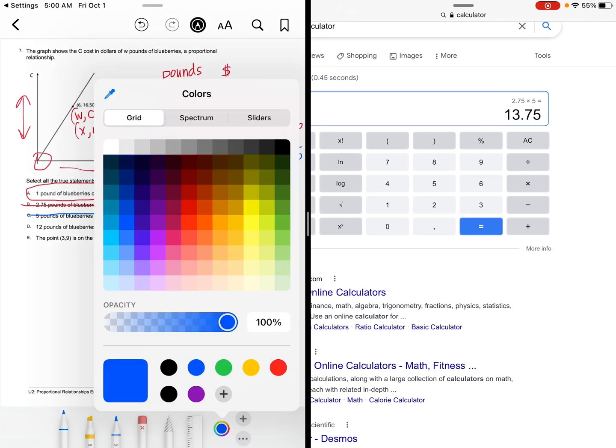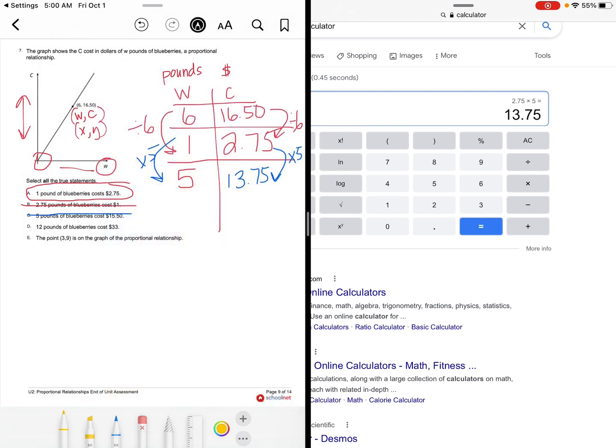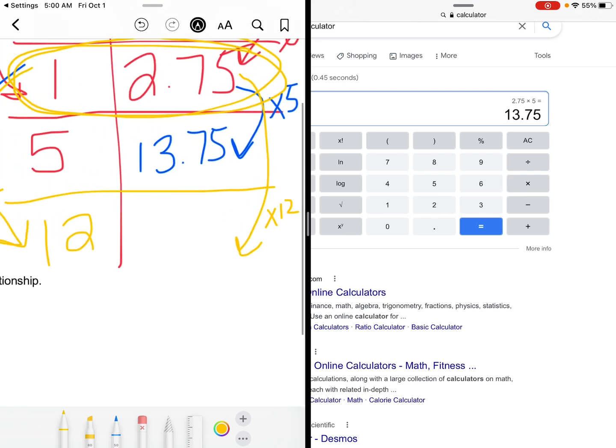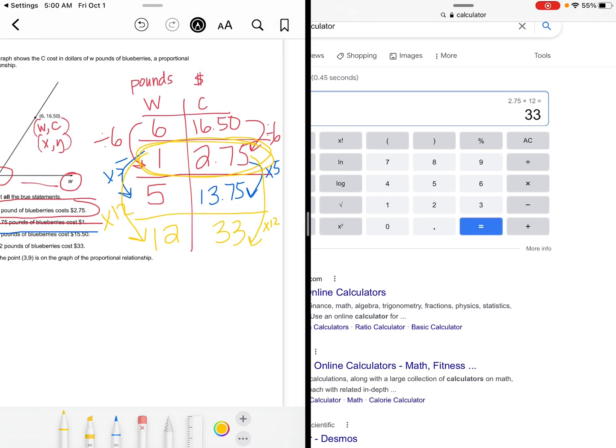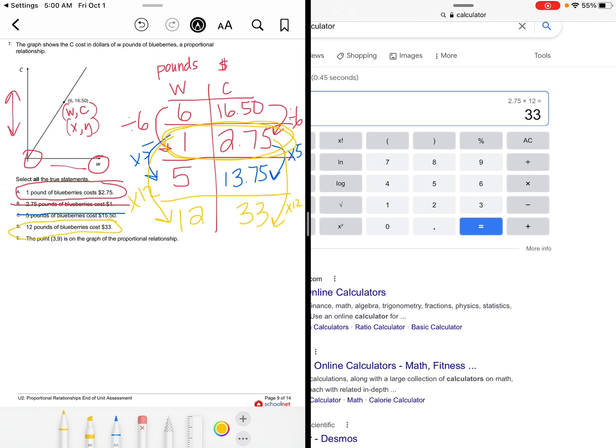12 pounds of blueberries cost $33. So every time I go back to that constant of proportionality, 2.75. Ooh, what the heck am I doing? Yes, 12 pounds of blueberries does cost $33.